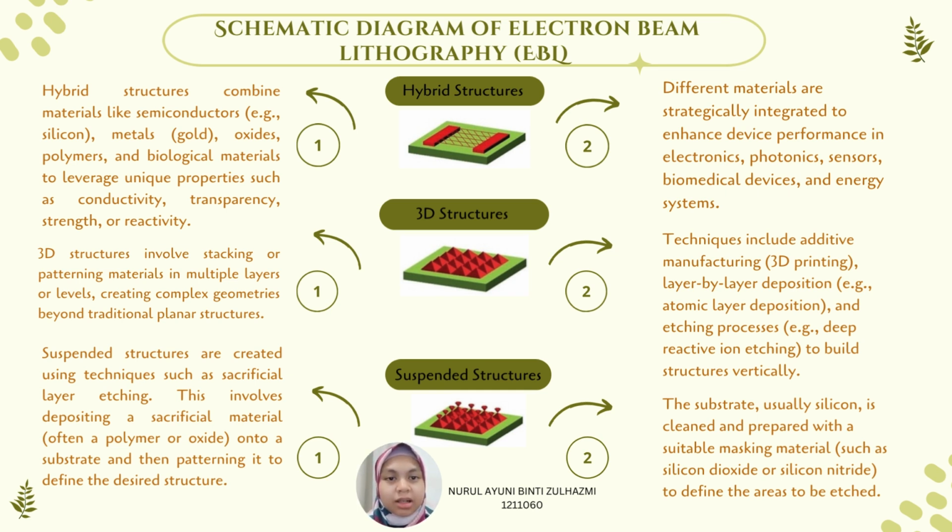Suspended structures are created using techniques such as sacrificial layer etching. This involves depositing a sacrificial material, often a polymer or oxide, onto a substrate and then patterning it to define the desired structure. The substrate, usually silicon, is cleaned and prepared with a suitable masking material such as silicon dioxide or silicon nitride to define the areas to be etched.